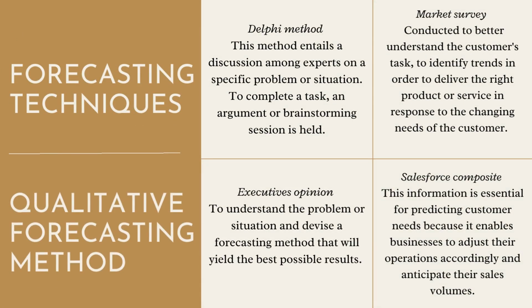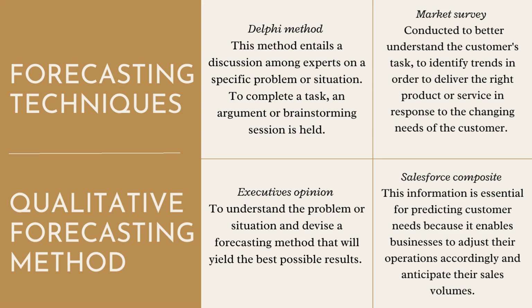There are two types of forecasting techniques, which are quantitative and qualitative forecasting methods. The qualitative method consists of four types of forecasting, called the Delphi method, market survey, executive opinion, and sales force composite. Meanwhile, the quantitative method only consists of two types, which are time series models and associative models. Let's go to the qualitative method first.